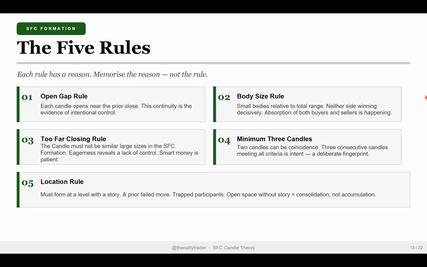Too far closing rule: the candles must not be of similar large sizes in the SFC formation. Eagerness reveals a lack of control. Smart money is patient. Minimum 3 candles, 2 candles can be. See, basically, I'm not going to read these rules. You can simply pause and read them, because if I do everything for you, then you're just going to get lazy.